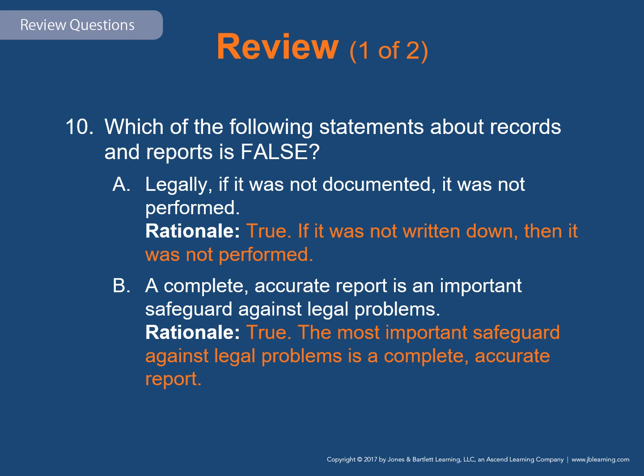Which of the following statements about records and reports is false? A, legally, if it was not documented, it was not performed. Actually, that's true. According to a court of law, if it was not written down, then it was not performed. If there's no record of something happening, there's no legal way for them to prove that it did indeed happen. B would be a complete, accurate report is an important safeguard against legal problems. Well, that's obviously true also, because the most important safeguard against legal problems is a complete, accurate report.